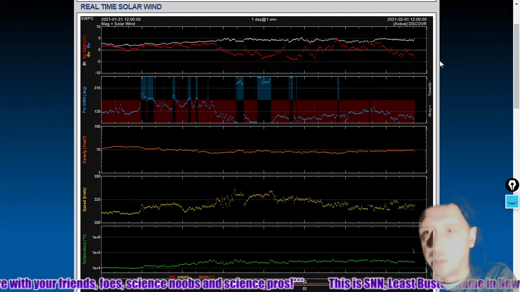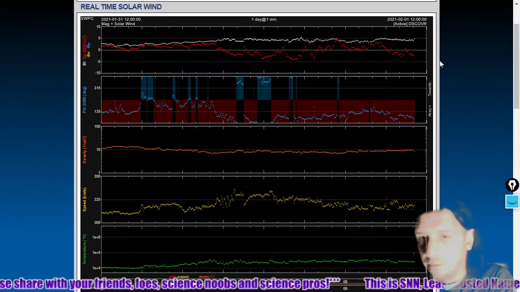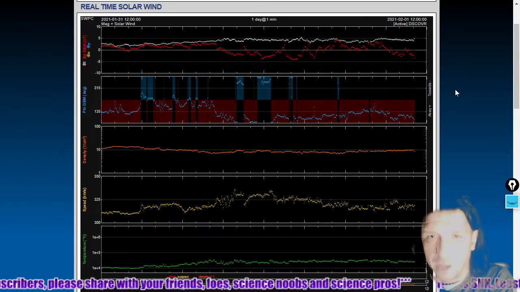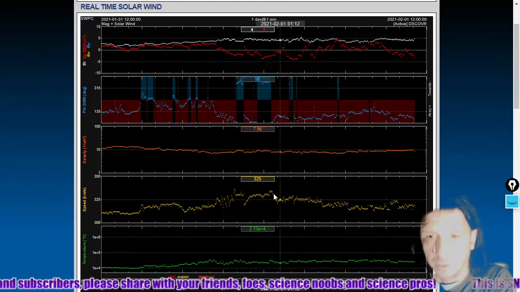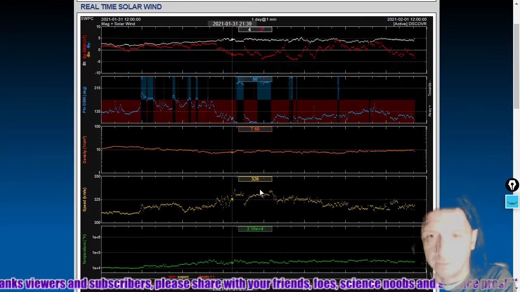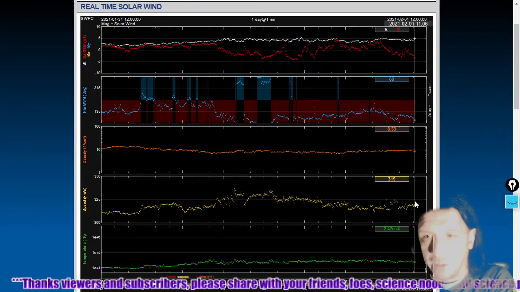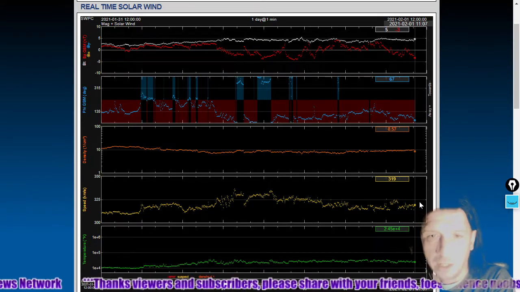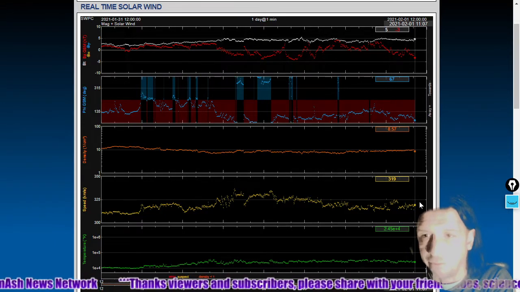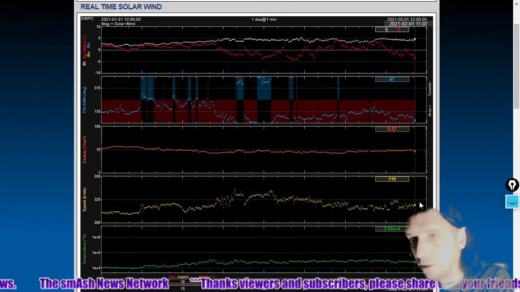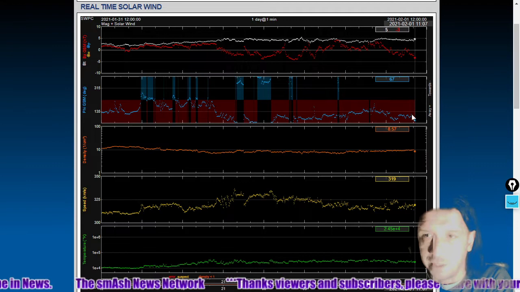Next, we'll look at the real-time solar wind. We saw a little ramp up and ramp down over the past 24 hours. The real-time solar wind reached up to 333 kilometers a second, and now we're back to about 319 kilometers a second. Solar wind density is 8.57 protons per cubic centimeter, with some recent shifts in the BT and BZ.